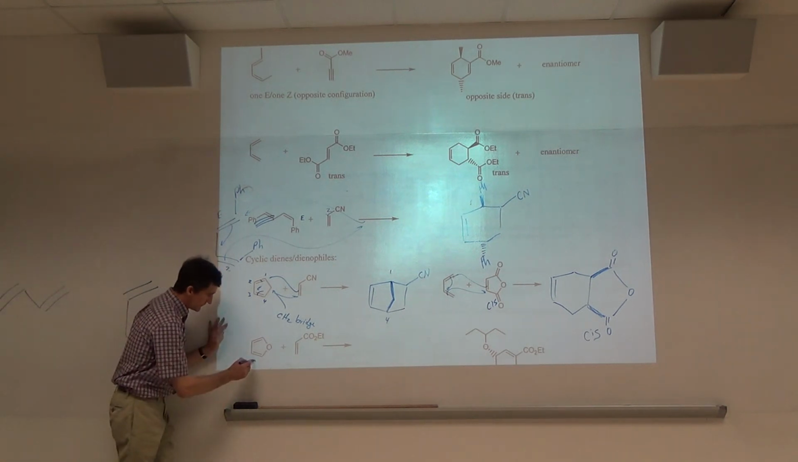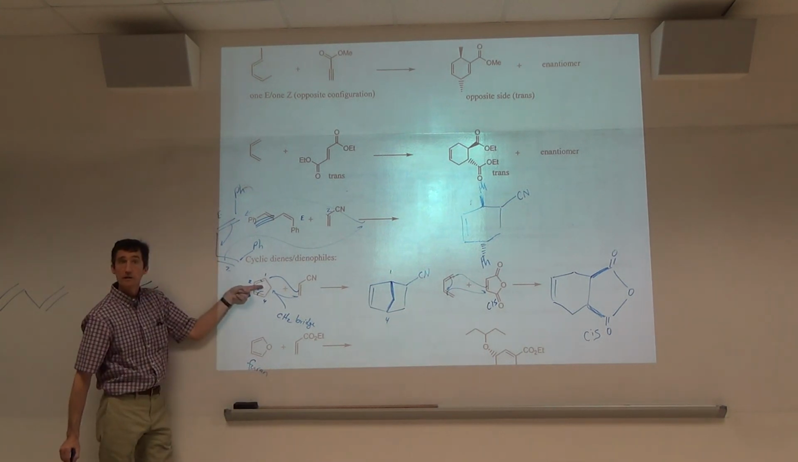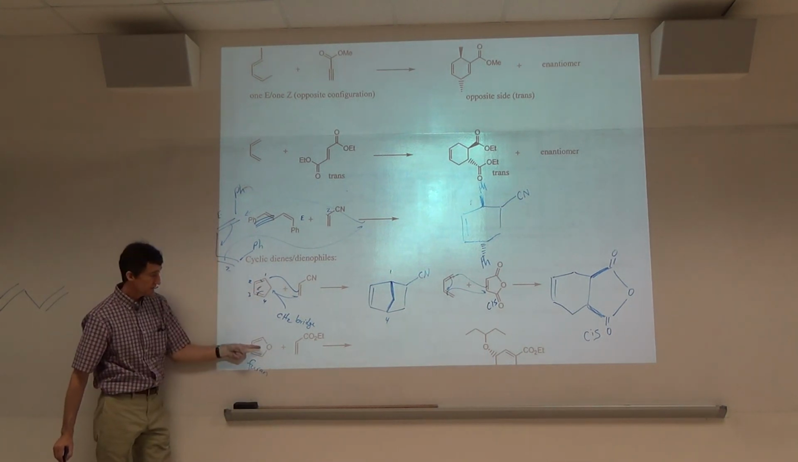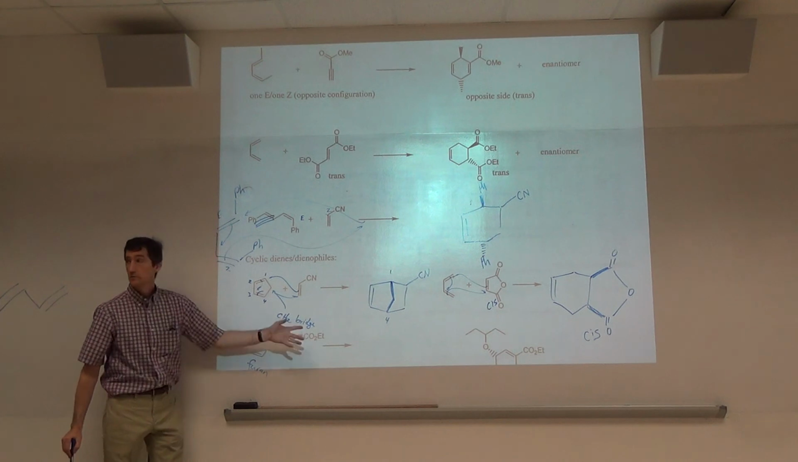Down below, this is called furan. It's just like this. Instead of a CH2 bridge, it has an oxygen bridge. Show the product.